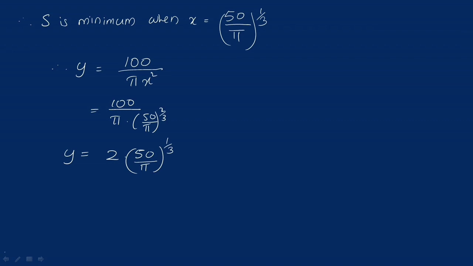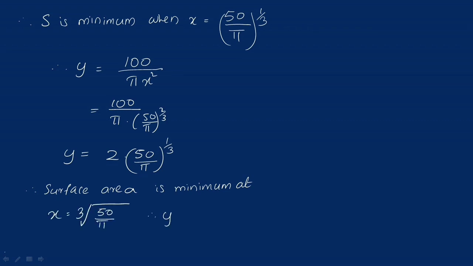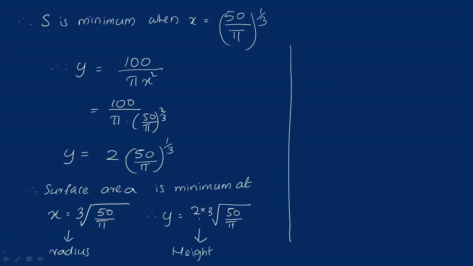So that is y. So the surface area is minimum when x is equal to 50 by pi whole raised to 1 by 3, and y is equal to 2 into 50 by pi whole raised to 1 by 3, that is 2 into cube root of 50 by pi. So x is equal to cube root of 50 by pi, where x is the radius of the circular can, and y is the height of the circular can. So height is equal to 2 into cube root of 50 by pi.